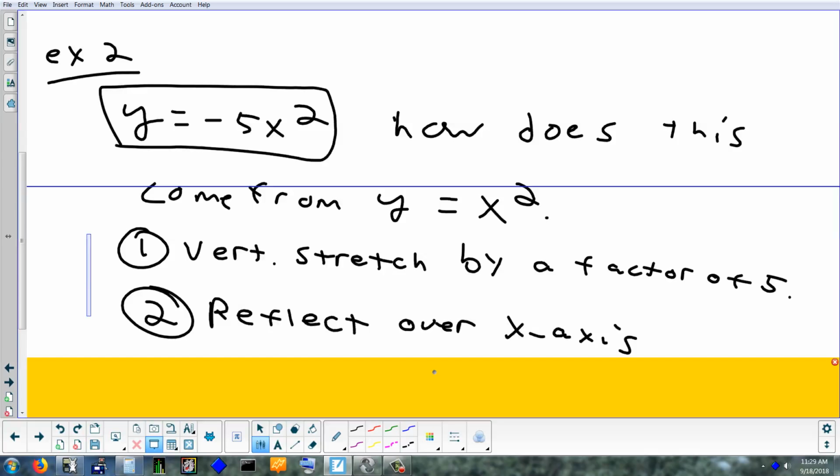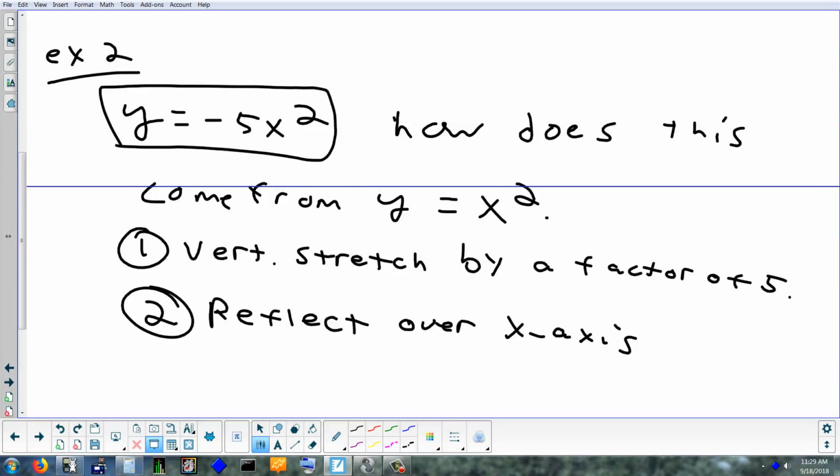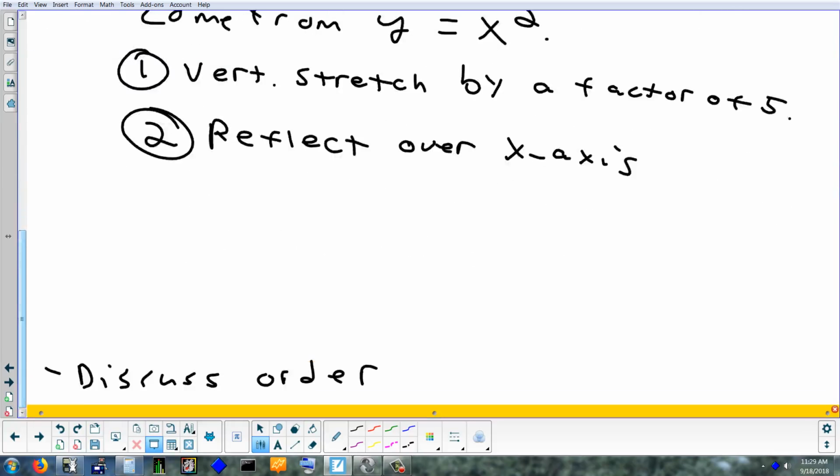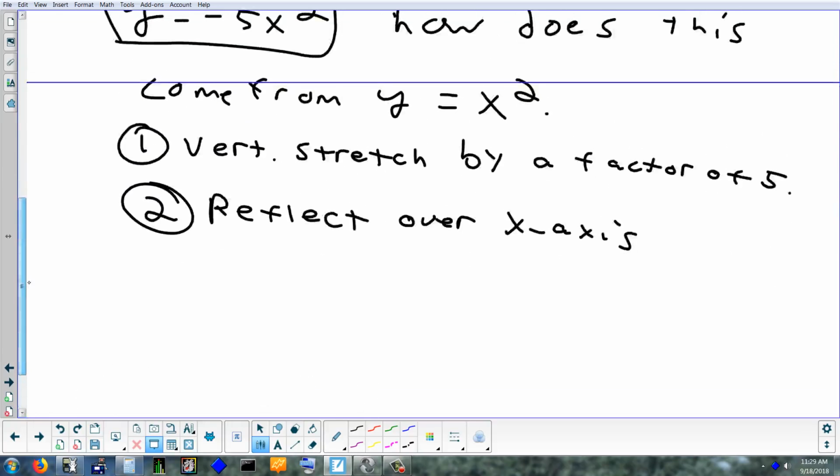If you're wondering, is there a certain order you should list these in? Yes. They are in the correct order here. I'm going to show you what the order is in a little bit, after we talk about shifting up and down and shifting left and right. It's kind of like PEMDAS. If you do it in the wrong order or you list it in the wrong order, it messes you up. Okay, so I'll talk more about order later. It's just a reminder to me. But any questions on the 2 transformations?